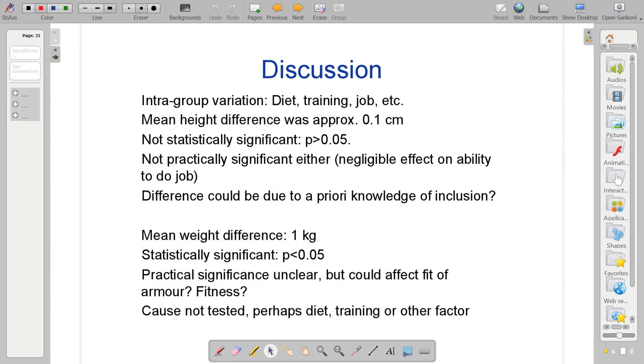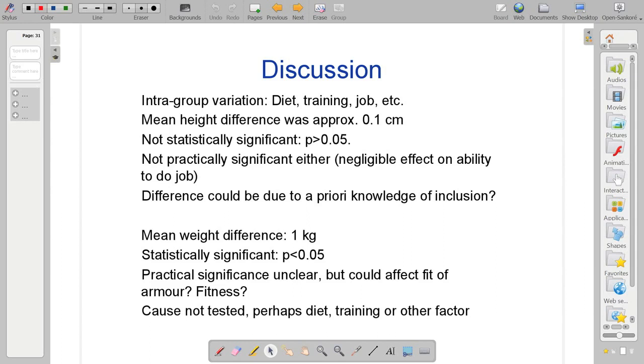And actually, some of these differences may have entered in because of the way that we included them. So I said at the beginning that the medic informed the stormtrooper that they were going to be measured. Now, maybe that made the stormtrooper stand up extra straight, or maybe it made the medic take extra care in doing the measurement. So it may have introduced a very slight bias, just because they had that a priori knowledge of what they were doing, or of inclusion. And so that may also have affected weight measurement.